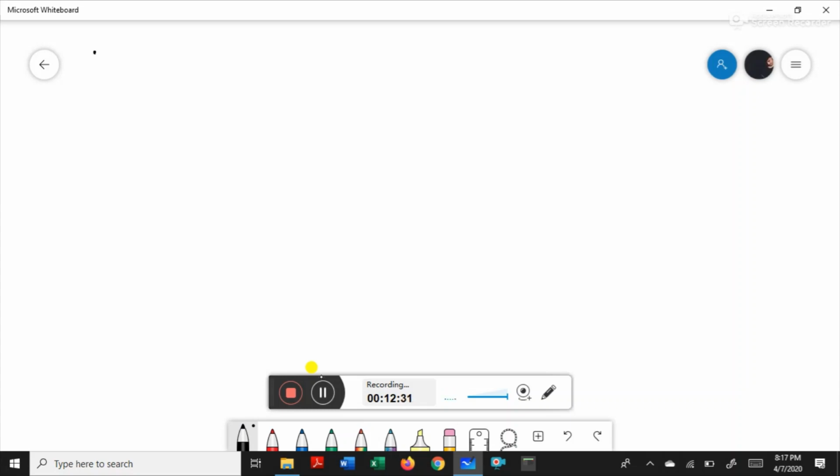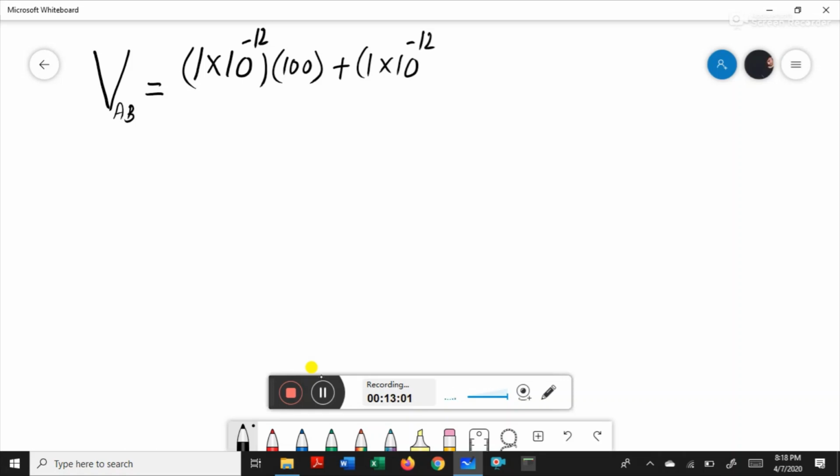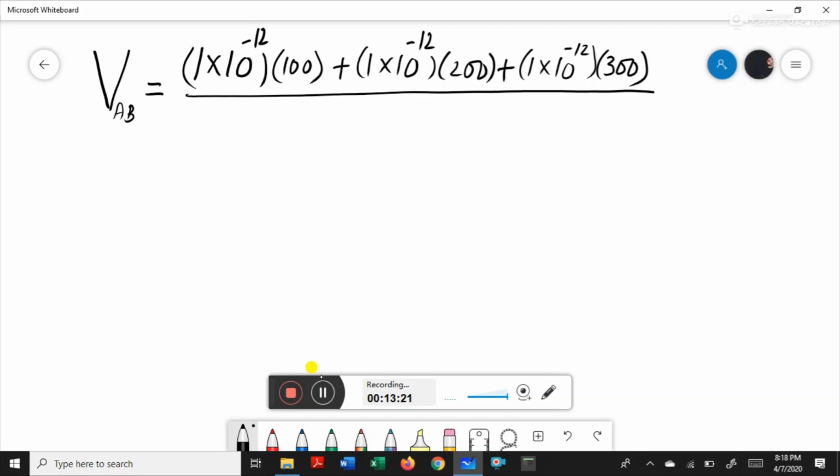Now VAB is equal to, what is C1? C1 is 1 picofarad, 1 into 10 to the power minus 12, and V1 is 100, plus 1 into 10 to the power minus 12 into 200, plus 1 into 10 to the power minus 12 into 300. ब्रैकेट का use जो है वो अच्छा रहता है, presentation अच्छी लगती है. Divided by 3 into 10 to the power minus 12.